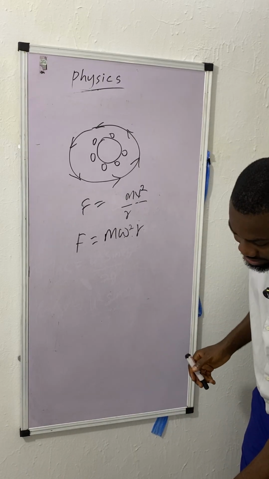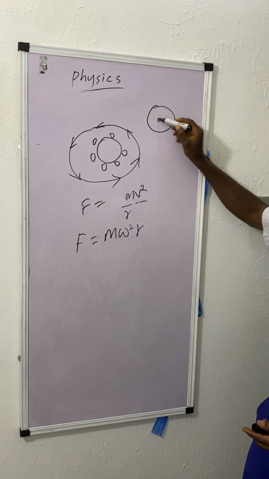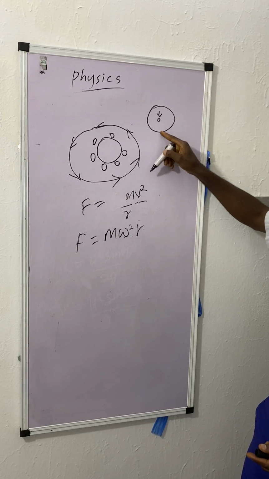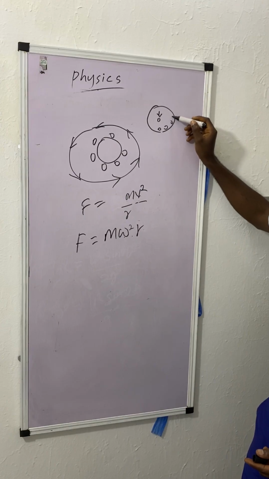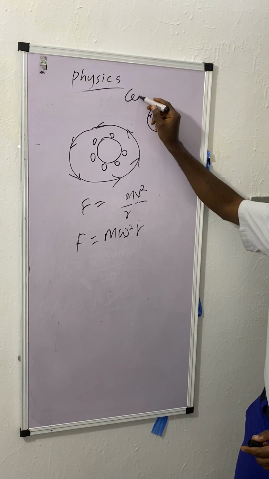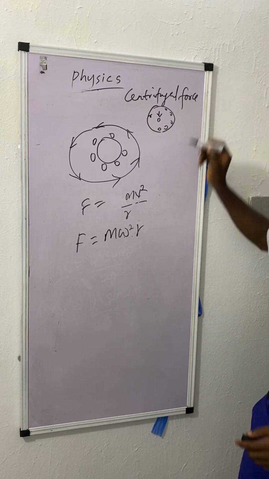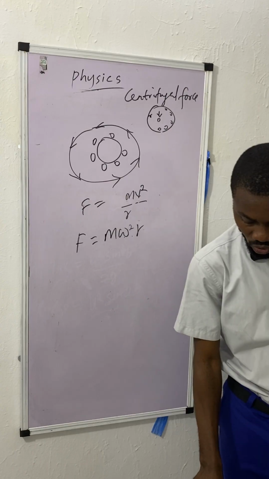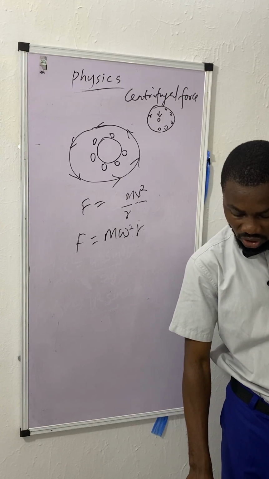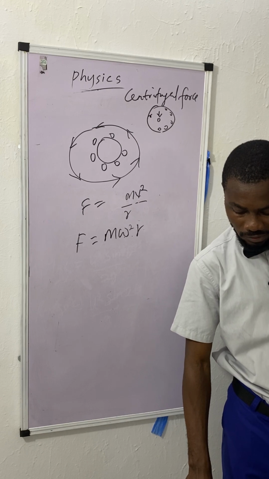We have another one called centrifugal force. Centrifugal force is the force that pulls the body away from the center. So the force that acts on this body and pulls it away from the center, so that the body moves to the side of the circumference of the circle, is known as centrifugal force. Its function is to pull the body away from the center.